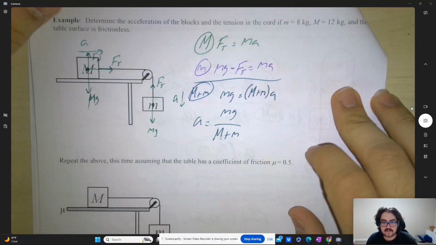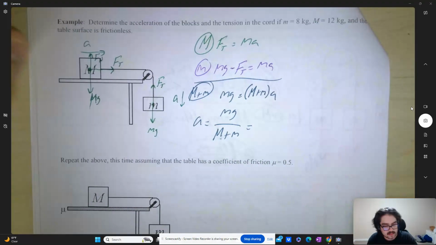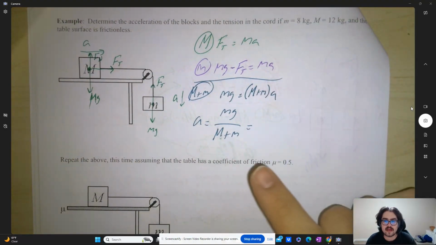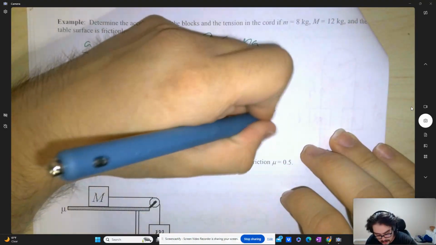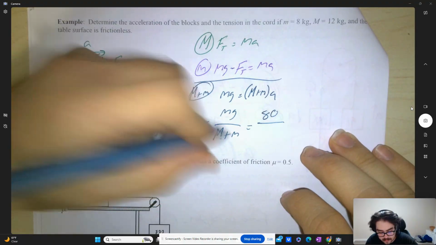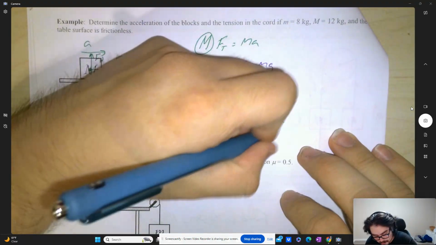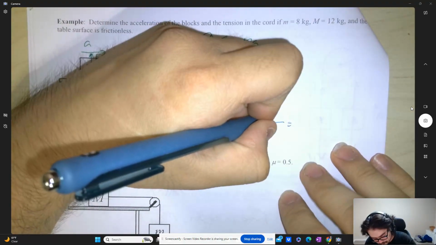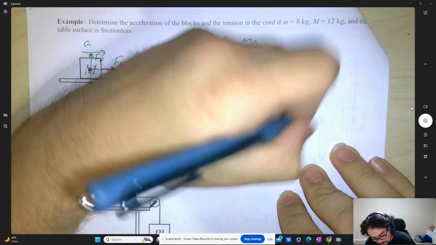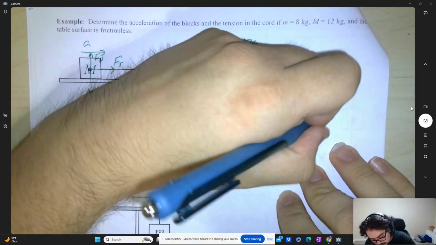Then you can calculate everything else out from there. If you calculate the whole thing out, little mg would be 80 on the top, and capital M plus little m is going to be 20 on the bottom. So this would be 4 meters per second squared.